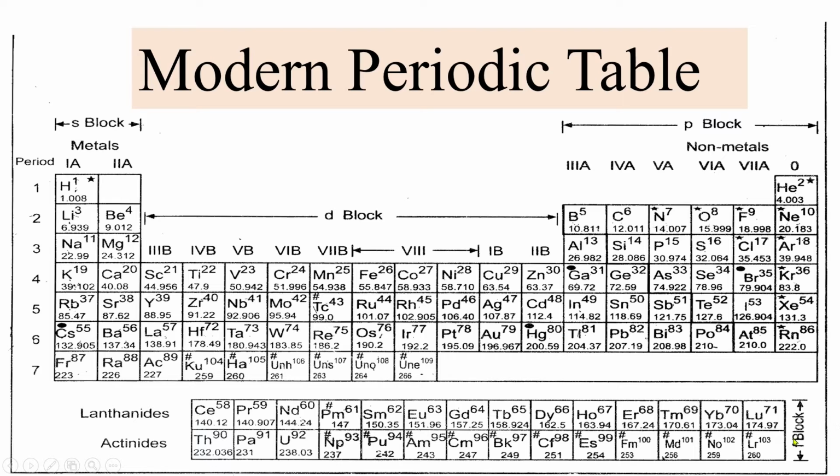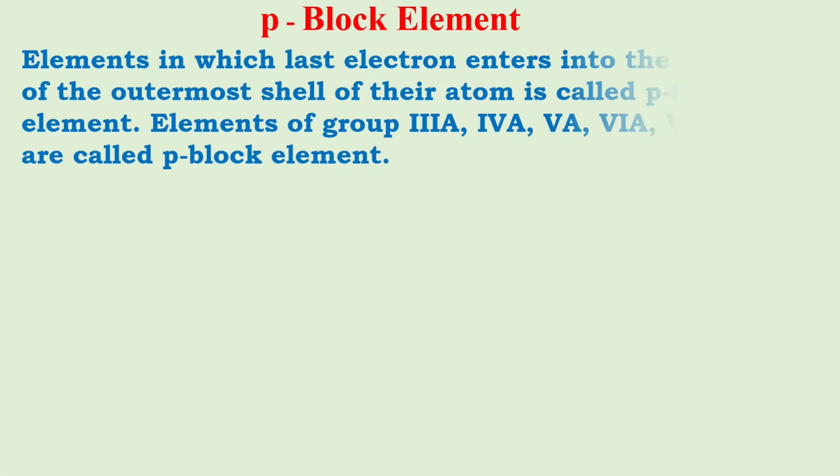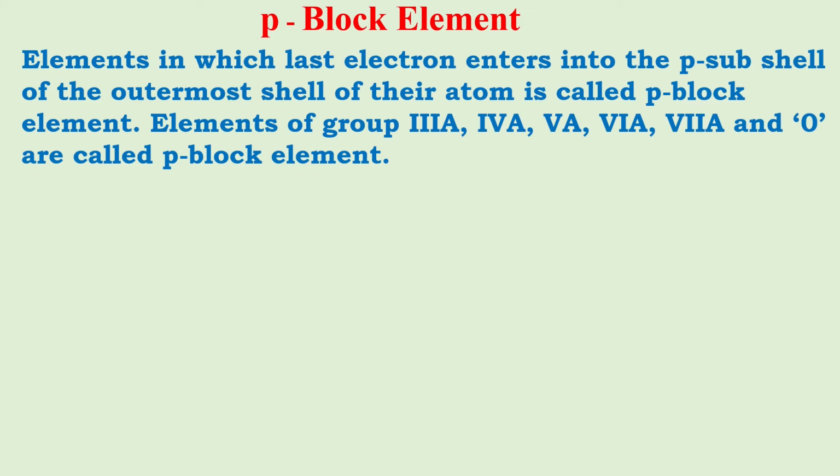Today our focus is on p block elements. Let's start. What is it? P block elements can be defined this way: elements in which the last electron enters into the p subcell of the outermost cell of their atom are called p block elements. Elements of group 3A, 4A, 5A, 6A, 7A and 0 are called p block elements. Looking at this definition, probably you cannot understand, but I want to elaborate it with the help of atomic structure.